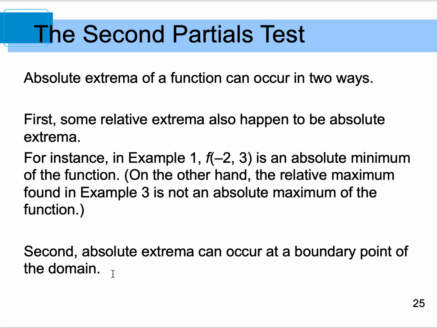So the second partials test means things can happen in two ways. Something can look like a relative extrema, but it's actually a saddle point. So we've got to check those intervals there.